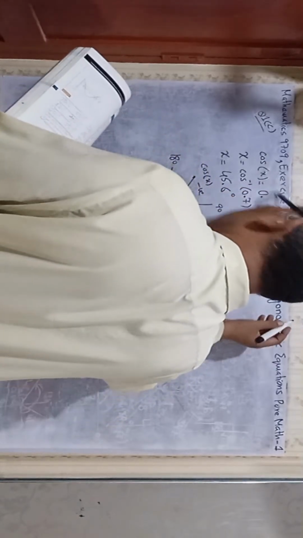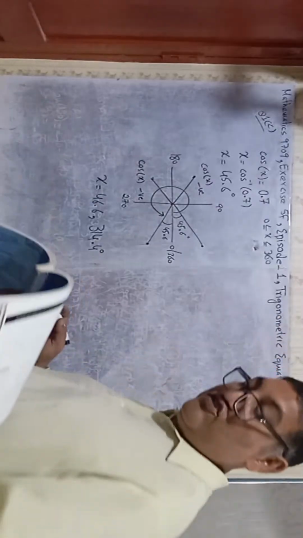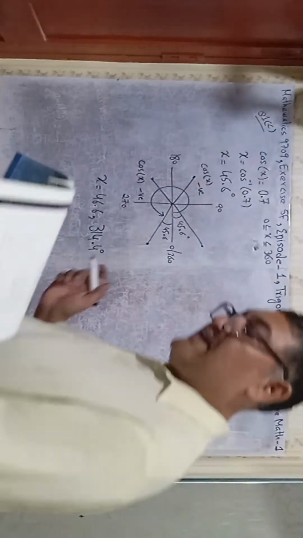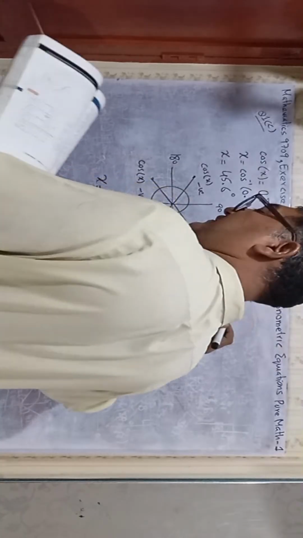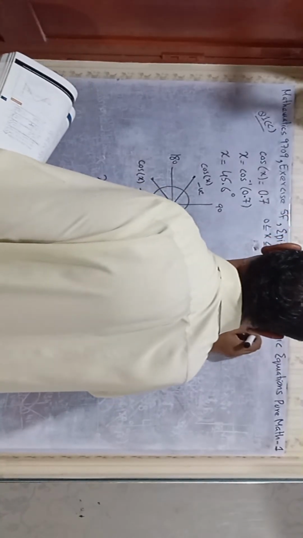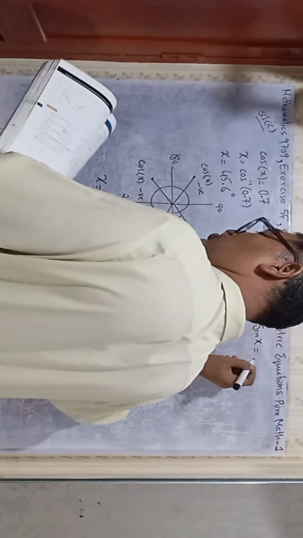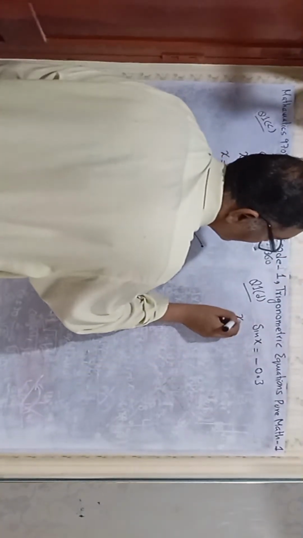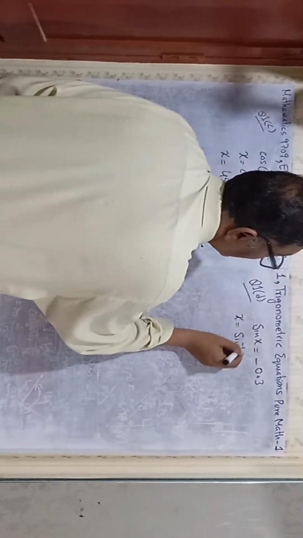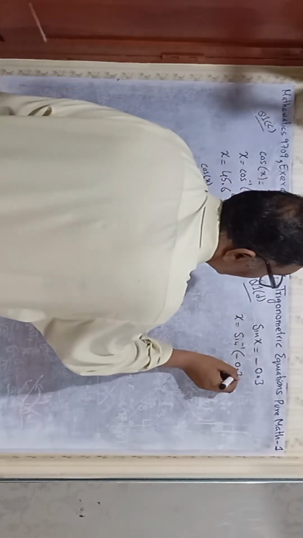Now we are going to do question number 1 and its D part. Here they say sine of x is equal to minus 0.3. Now this sine x is equal to minus 0.3. So what we will do, we will take the sine to the other side. So x will be equal to the sine inverse of minus 0.3.